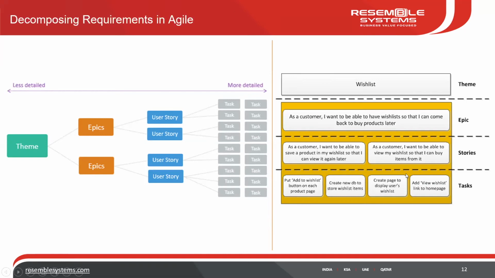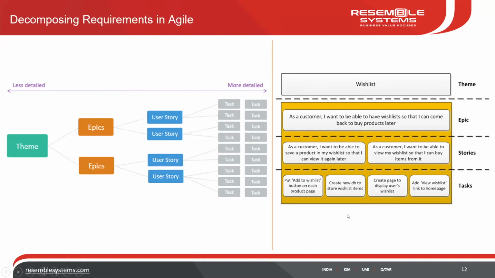Now, eventually, to do these stories, we need to do tasks. So the stories are broken down into tasks. Task is the last level of the decomposition. So what is a task? Put an add-to-wish-list button on each page. That is what the team will do. Then they will create a new database to store the customer's wish list information. Then create a page to display the user's wish list and add a wish list link to the homepage.